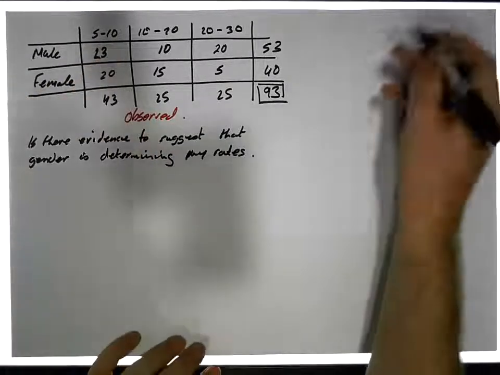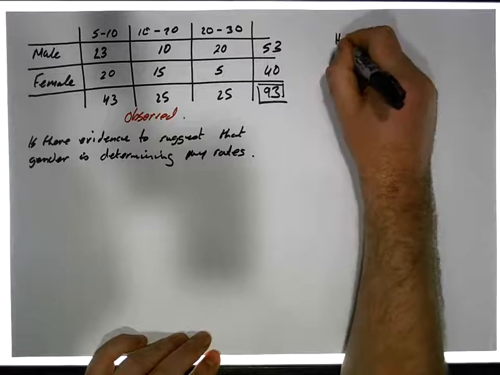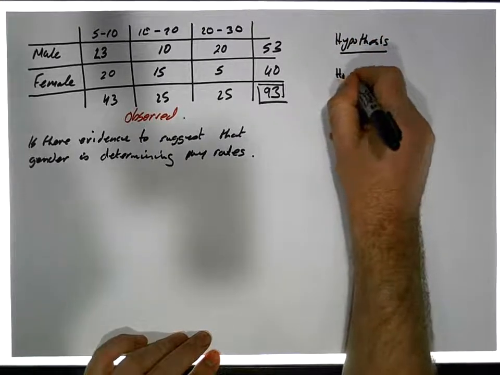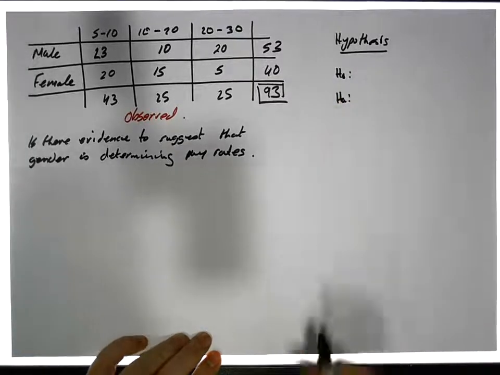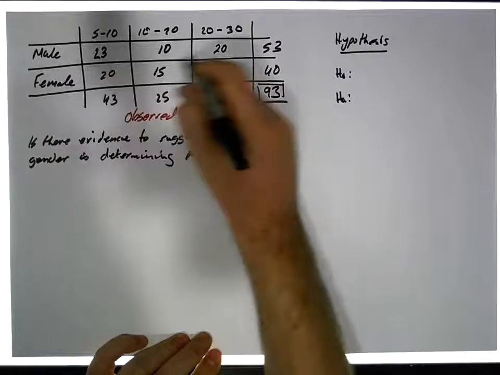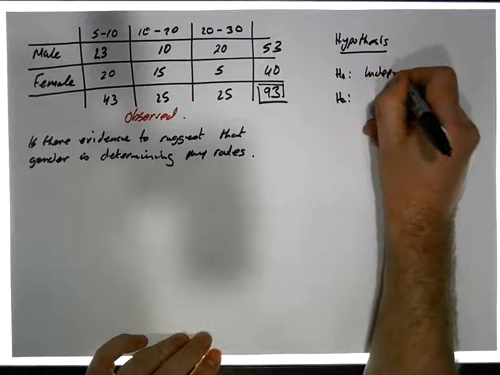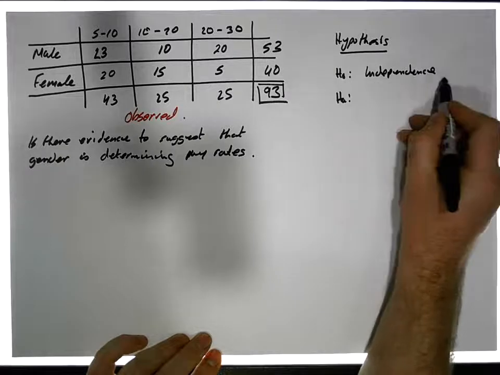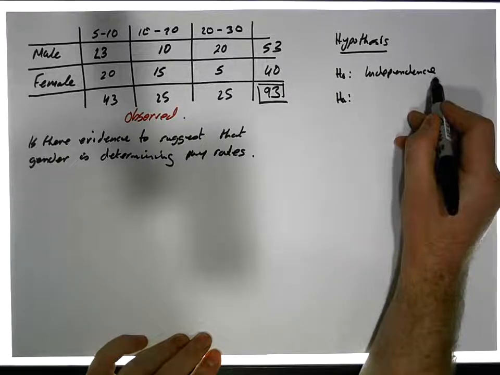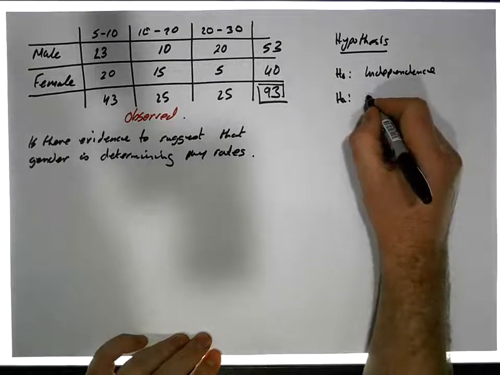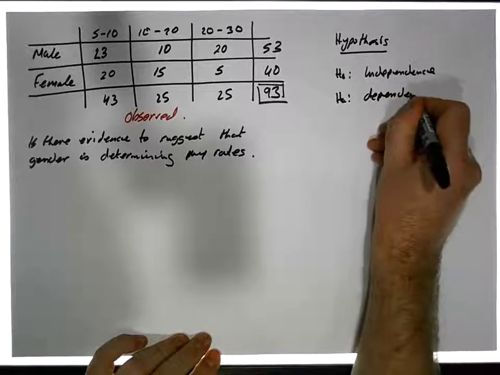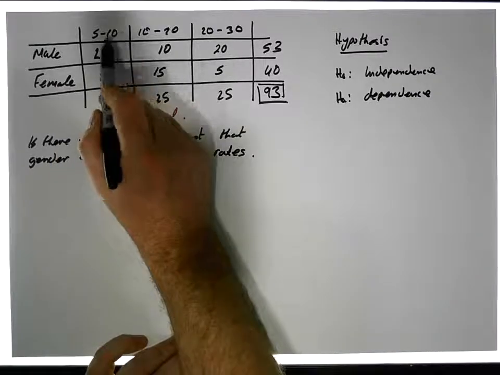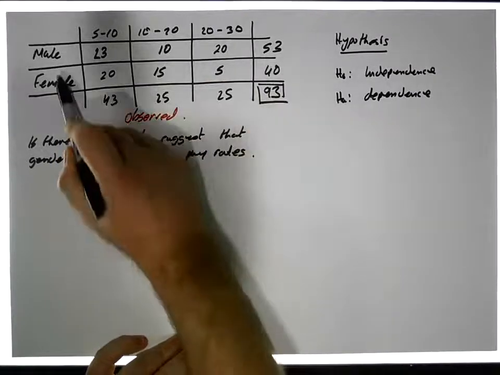So the null position. Let's actually set up our hypothesis here for a moment. The hypothesis has a null position and an alternative. The null position is that there's independence, which is important for us because this helps us to use the multiplication rule, the version of the multiplication rule when it comes to probability that relies on independence. And the alternative is that they're dependent. That's dependence. So the null position is that gender has no influence, that your rate of pay is independent of your gender.